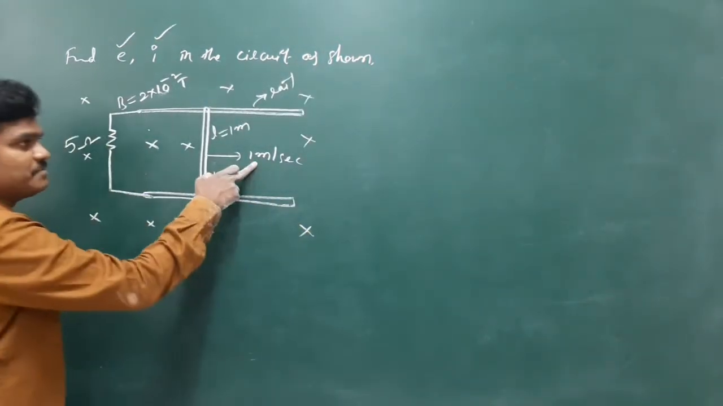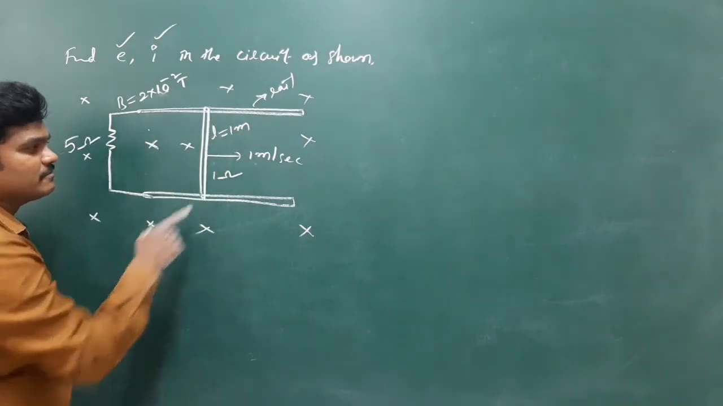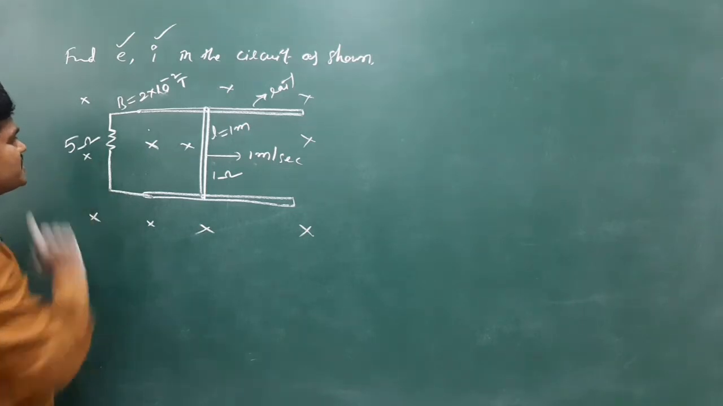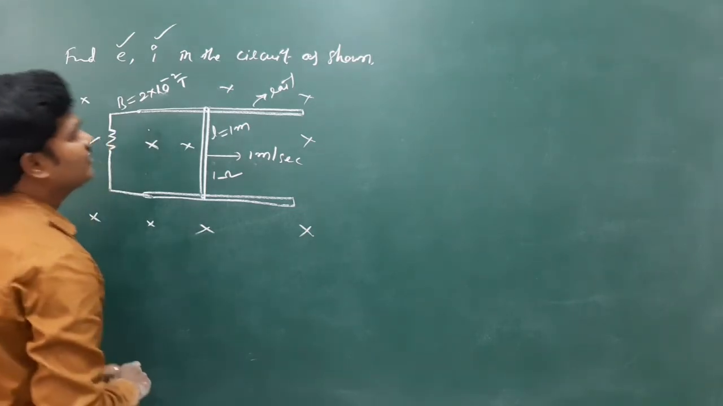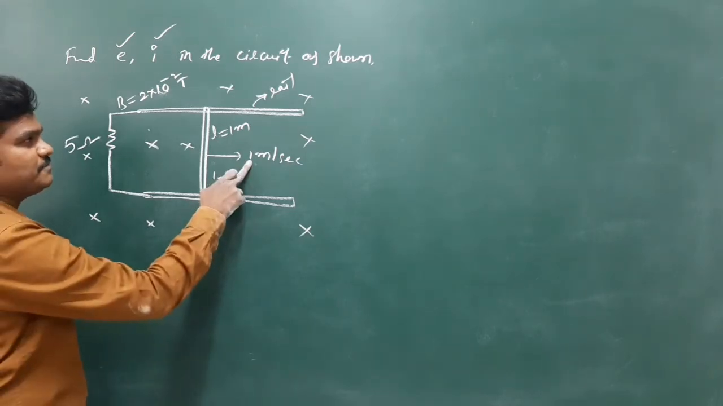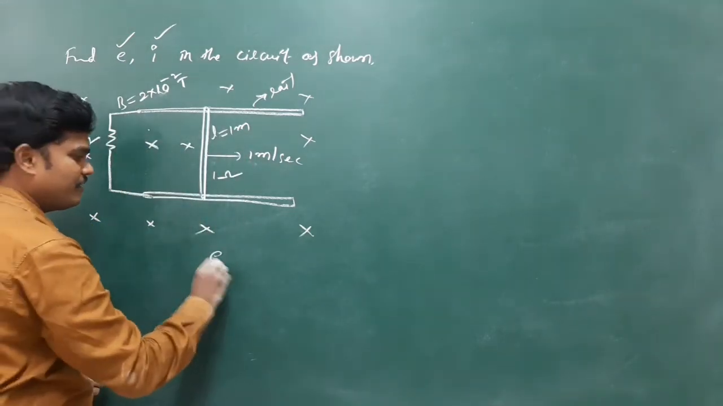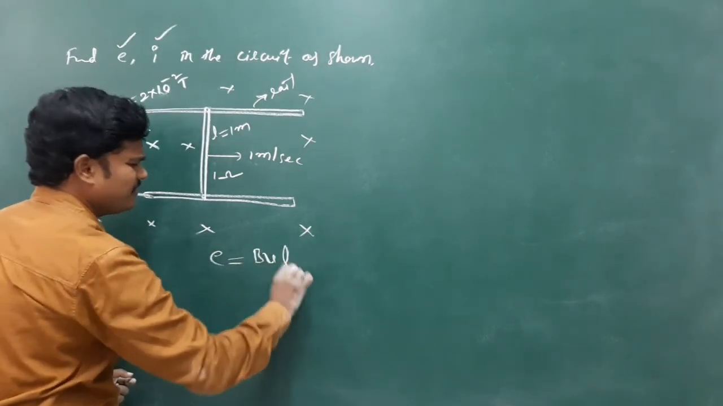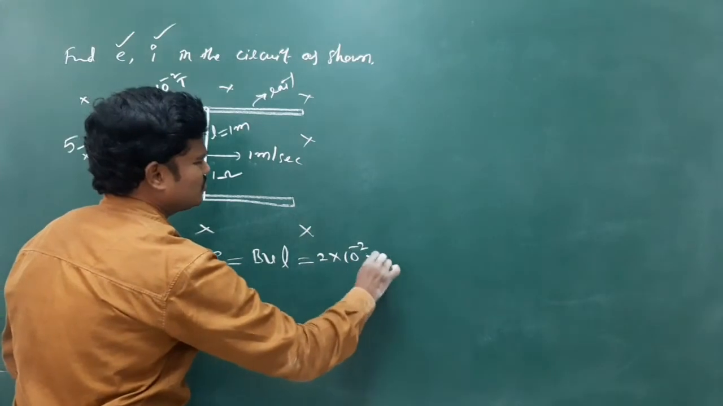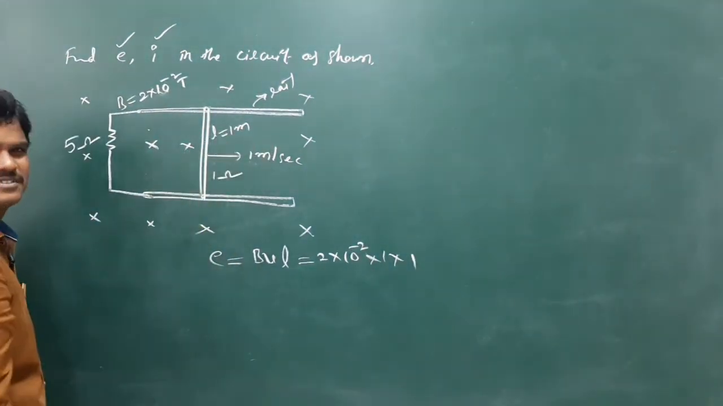Here the rod moves with a speed of 1 meter per second, the length of the rod is 1 meter, the resistance of the rod is 1 ohm, and the external resistance is given as 5 ohm. The target is EMF and current. Here V, B, L are all perpendicular, so the induced EMF is very clear: BVL. How much is B? 2 × 10^-2, and velocity is 1. For our convenience I have taken 1, 1, 1 like this.